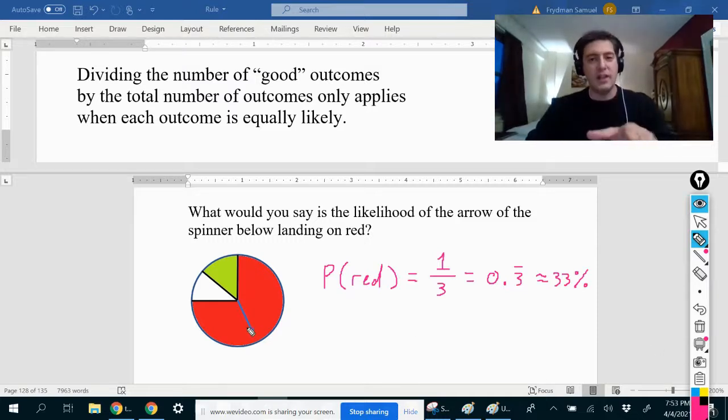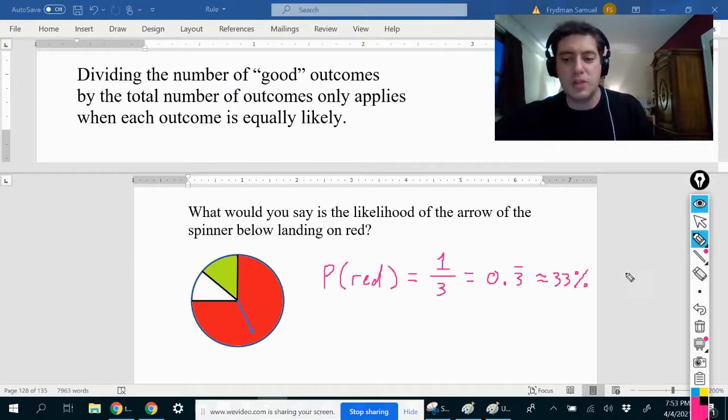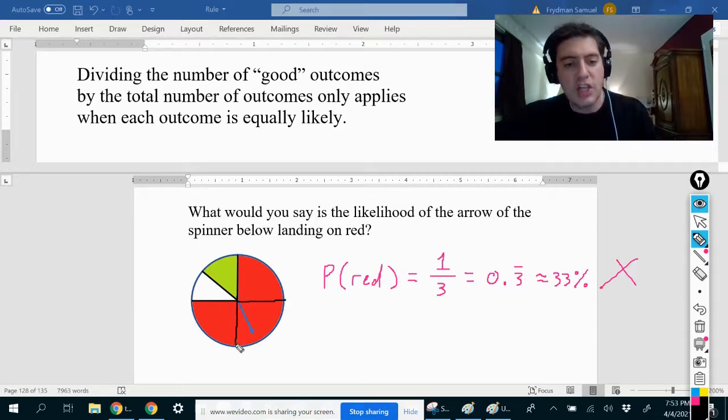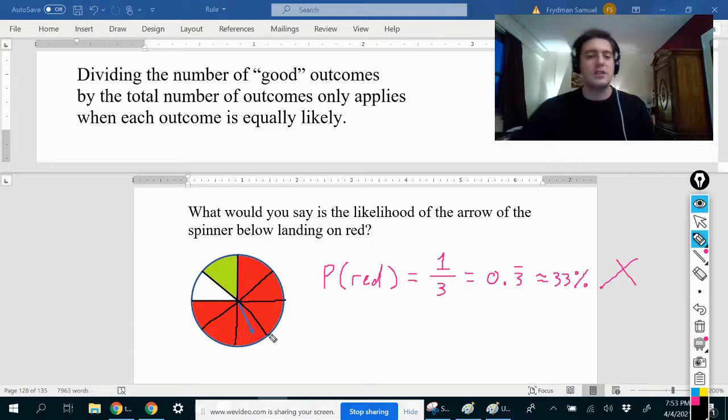So how could we calculate the probability of picking red here? I'm going to leave this up here, but I'm just going to put an X next to it to let you know that this is incorrect. How could we figure out the correct answer? Well, we would have to continue splitting this up until all of the slices are the same size. I'm not changing how much red space is on this spinner, but I am splitting the spinner up differently until each slice of the spinner has the same area as all the other slices.